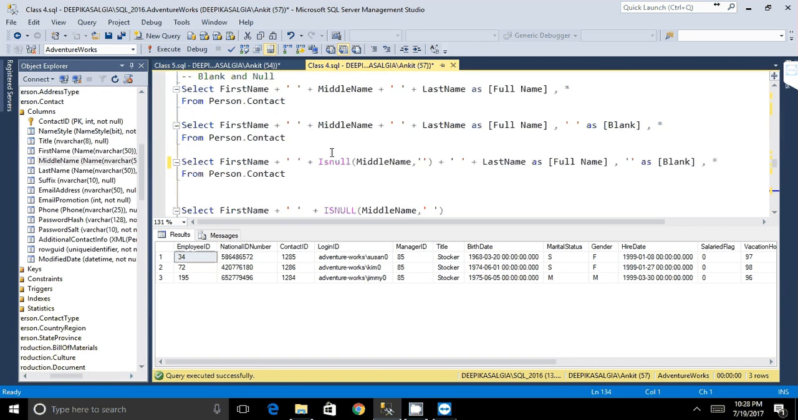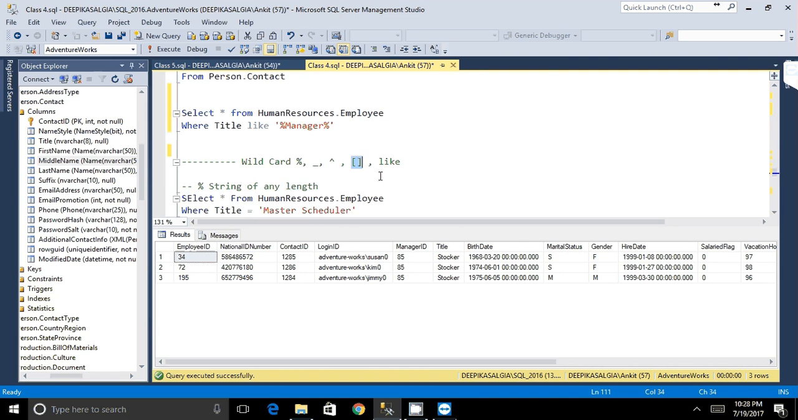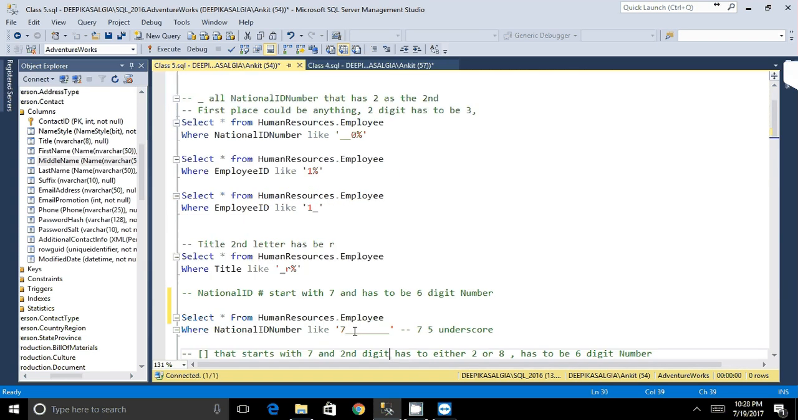What is the third? The third is the square bracket. So let's say, what is my limitation right now? My limitation is in here I cannot say with the 7, the second place has to be either 1, 2, 3, 4, 5. It would be nice if you can say something like that, right? So if you can say that the second digit has to be either 1, 2, 3 and 4. Okay, so after 7 it has to be 1, 2, 3 and 4. Can you do it now?